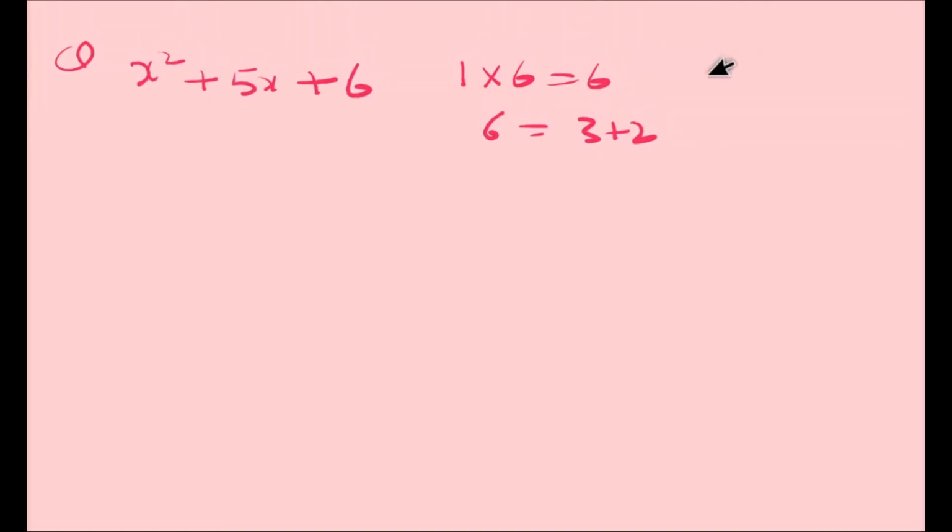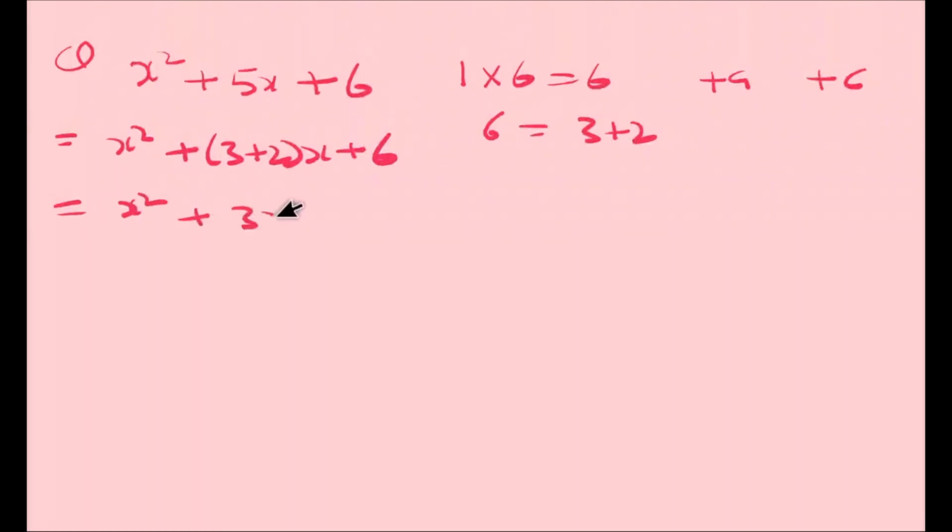Now the example here. Do the factorize of x square plus 5x plus 6. Now we can say 1 into 6 equal to 6, and 6 can be written as a sum because they are same sign, plus a and plus c. Okay, so we write this here, x square plus 3x plus 2x plus 6. Now open this bracket, we get plus 3x plus 2x plus 6.